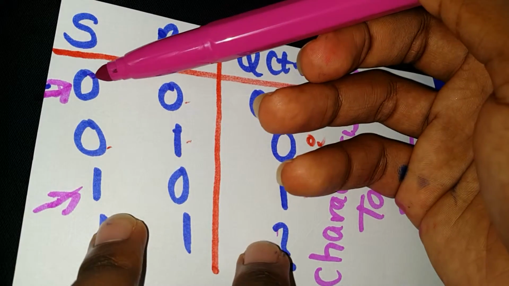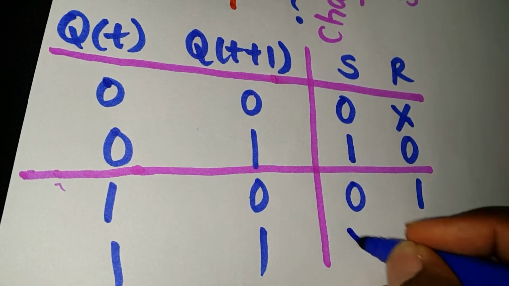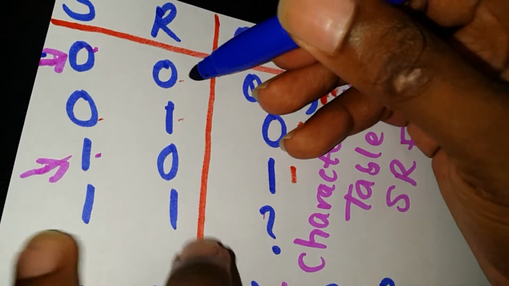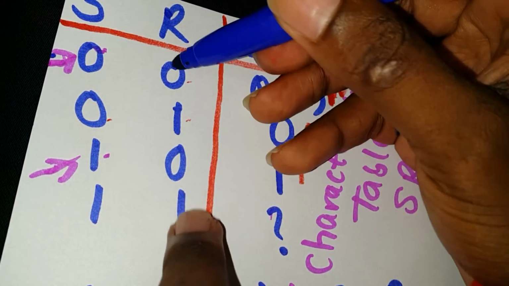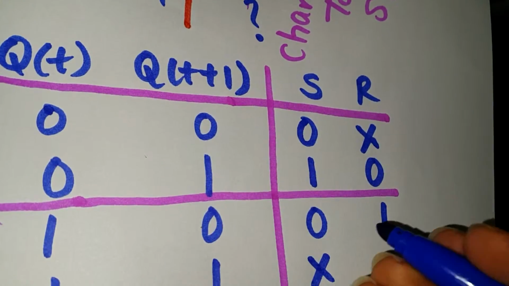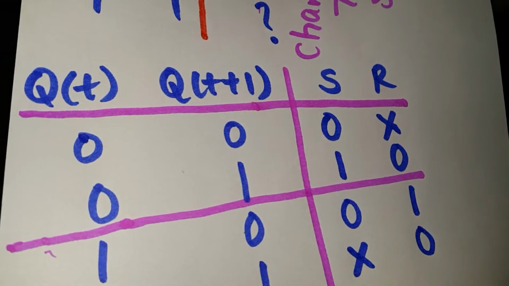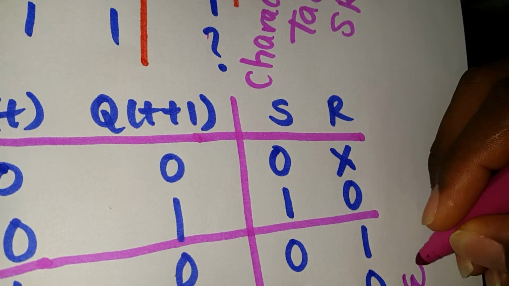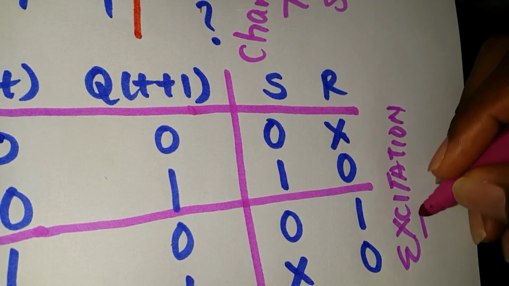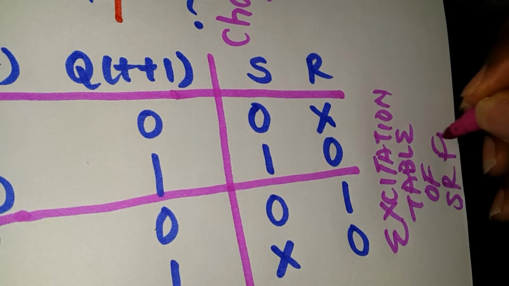So what is our S here? We have 0, we have 1. So S is changing. That means we don't care about it because it is changing. Then let's look at R. What is R? We have 0, we have 0, we have 0. So R is not changing. It is 0. As you can see, this is our excitation table of SR flip-flop.